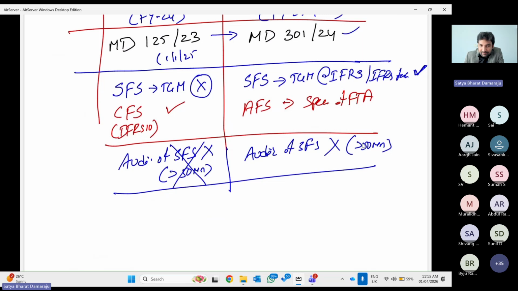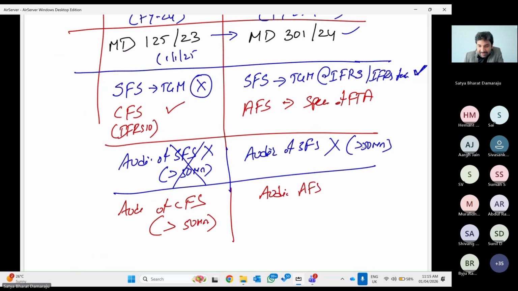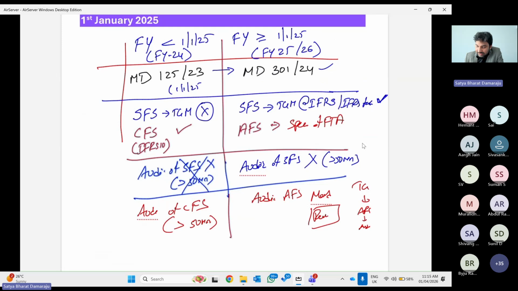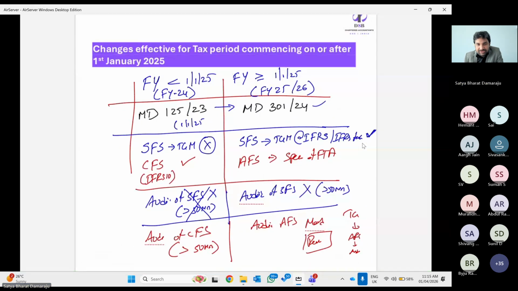And earlier, before 1st of January 2025, audit of CFS was required only if it was doing a revenue of more than 50 million. But now audit of AFS, the aggregated financial statements, is mandatory irrespective of the size of the revenue. So we don't even look at the revenue. The moment there is a tax group, they have to prepare AFS and this has to get audited. So these are the major changes effective from 1st of January 2025.